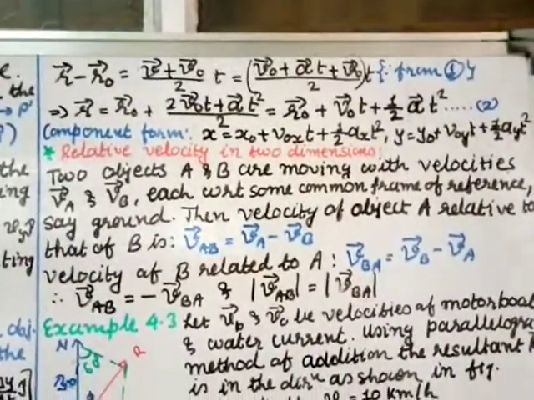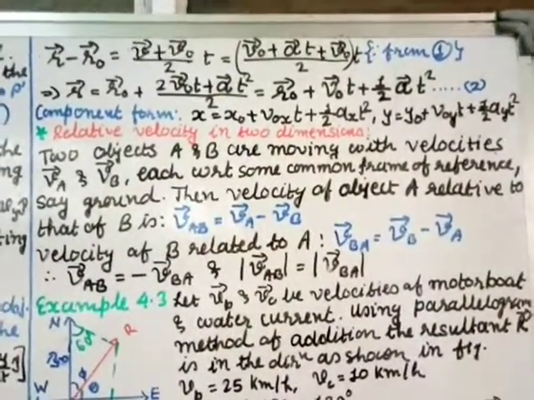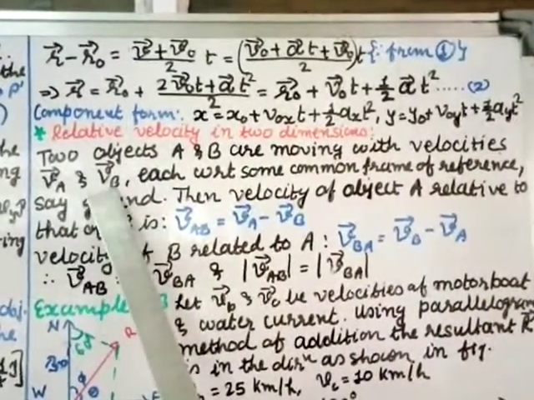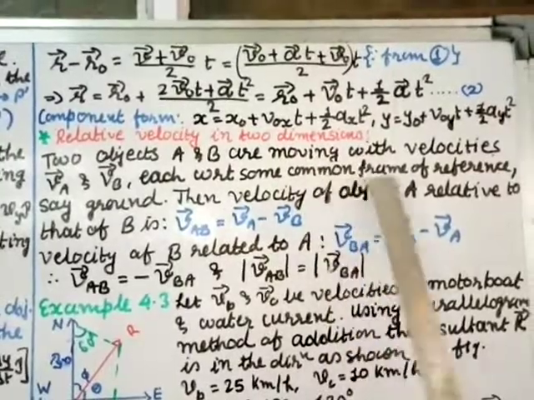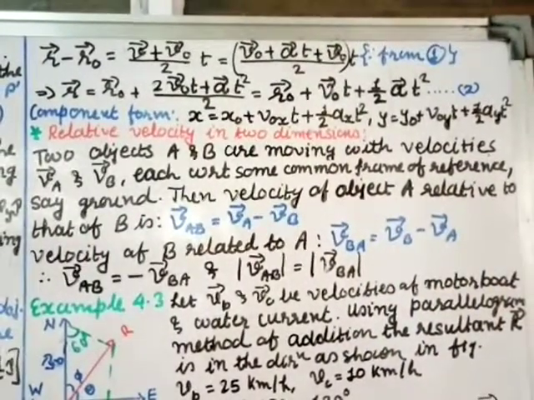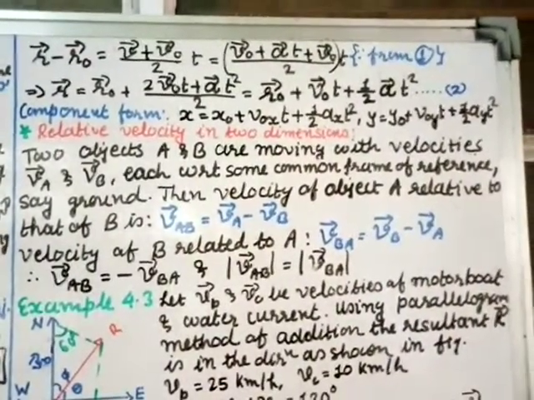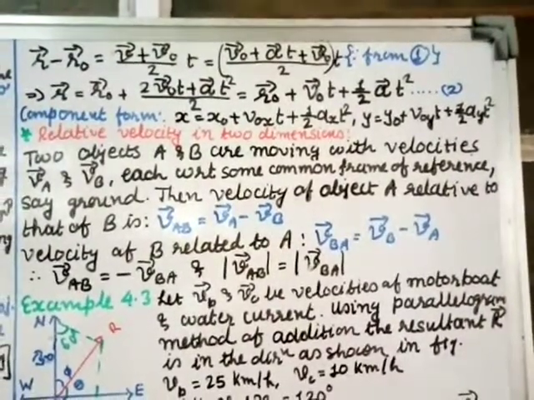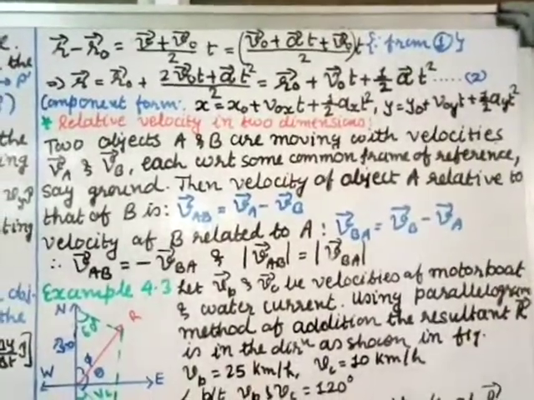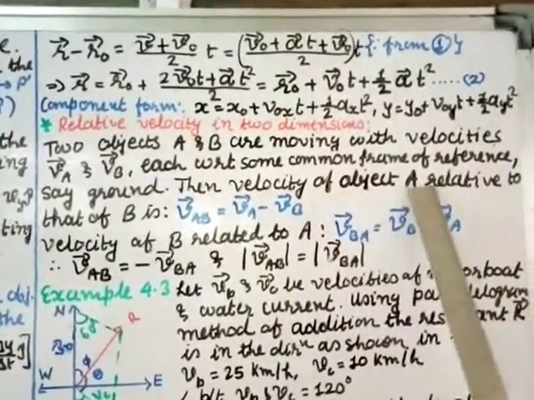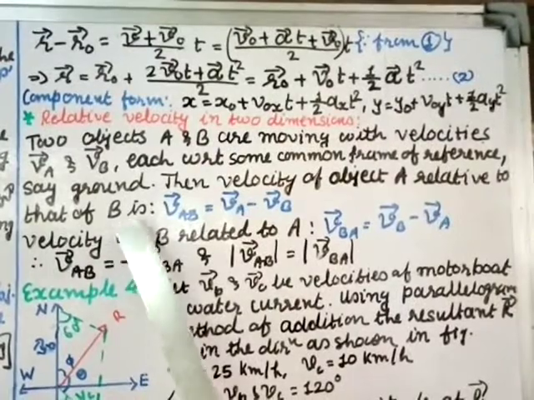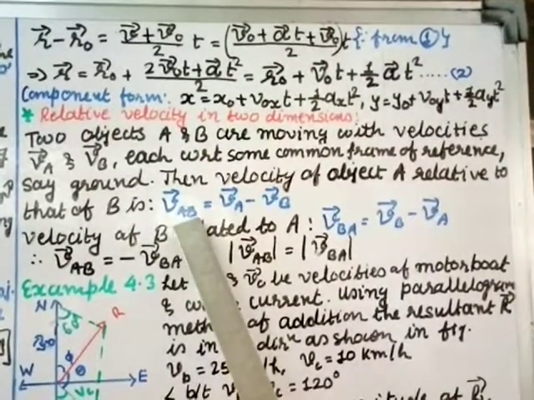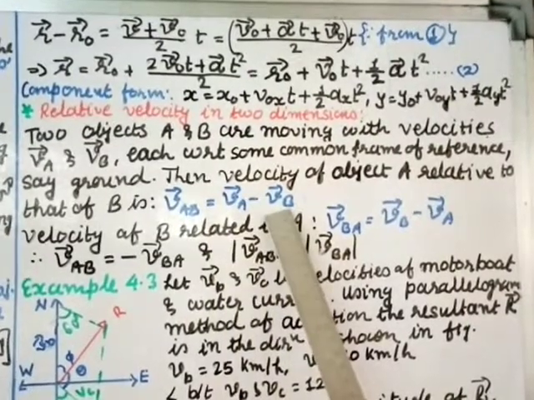Next we have relative velocity in two dimensions. Two objects A and B are moving with velocities VA and VB, each with respect to some common frame of reference, say ground. Then the velocity of object A relative to B is VAB. Velocity of A with respect to B is equal to VA minus VB.